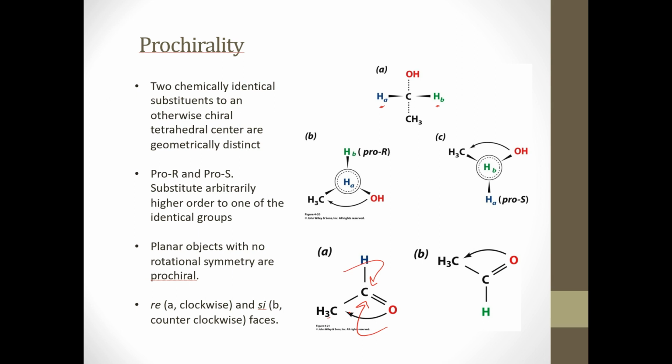I'm not really concerned with you guys determining pro-R or pro-S or Re or Si faces, but I want you to be aware of what prochirality is and how biological systems can identify it and produce unique chiral outcomes, which we cannot make in a laboratory without enzymes.